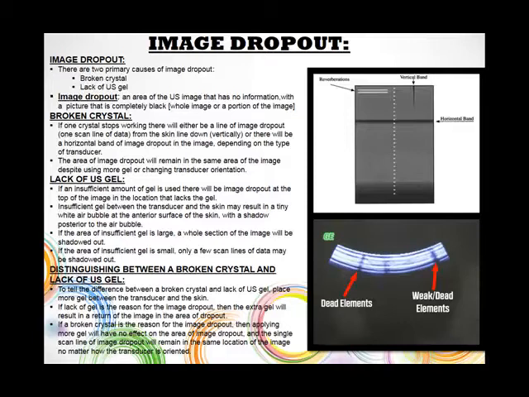With a lack of ultrasound gel, if you don't have enough gel, then you get image dropout in the area that there's no gel. So if you start seeing dropout in an area of image, put more gel. And if it fixes the problem, you know it was just a lack of gel. If it doesn't fix the problem, then you may have a broken crystal. And depending on type of transducer, you can get a horizontal band of dropout or a vertical band of dropout. And the only way to fix a broken crystal in a transducer is to get a new transducer. You can't, not anything that we can fix.